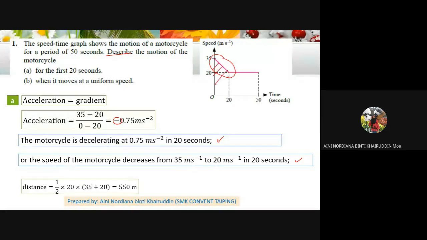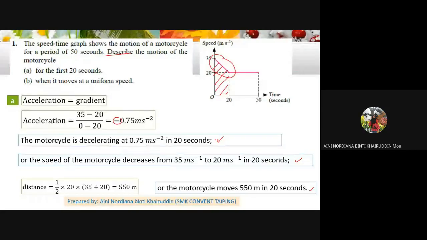Or you can calculate the distance, or the area under the graph. Then you can describe the motorcycle moves 550 meter in 20 seconds. So that means there are many ways to describe the answer. It is up to you. You can choose either one.